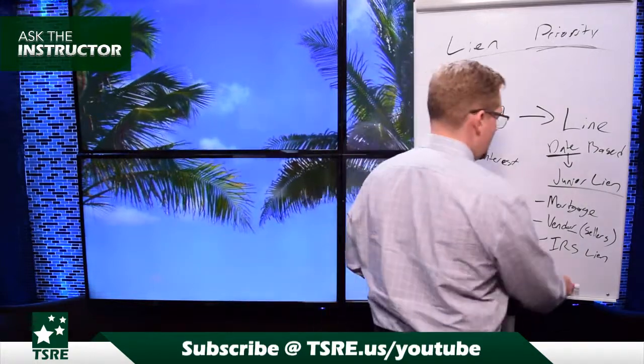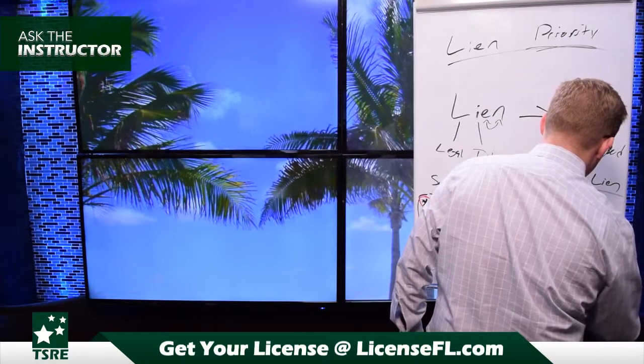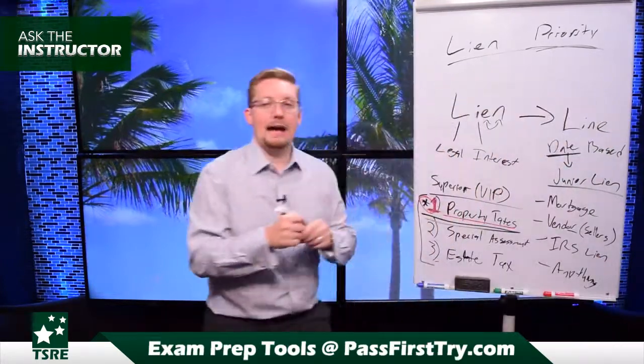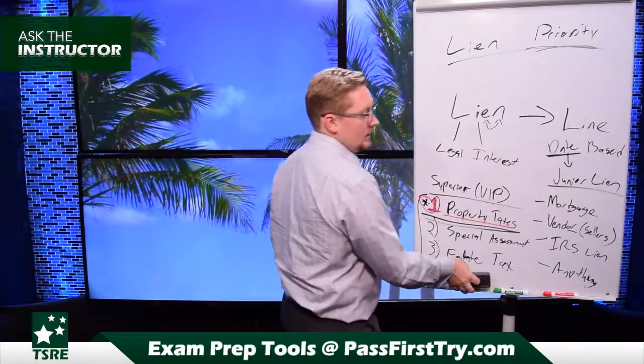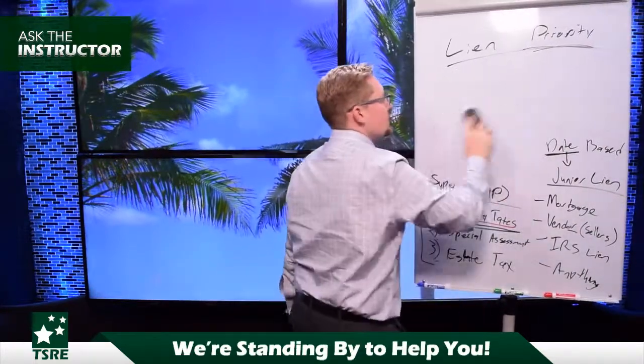So I want to run through, and we'll just put down here basically anything else for our junior liens. Our junior liens are basically everything that's not a superior lien. I'm going to leave these different types of liens up here, but I also want to go through an example.